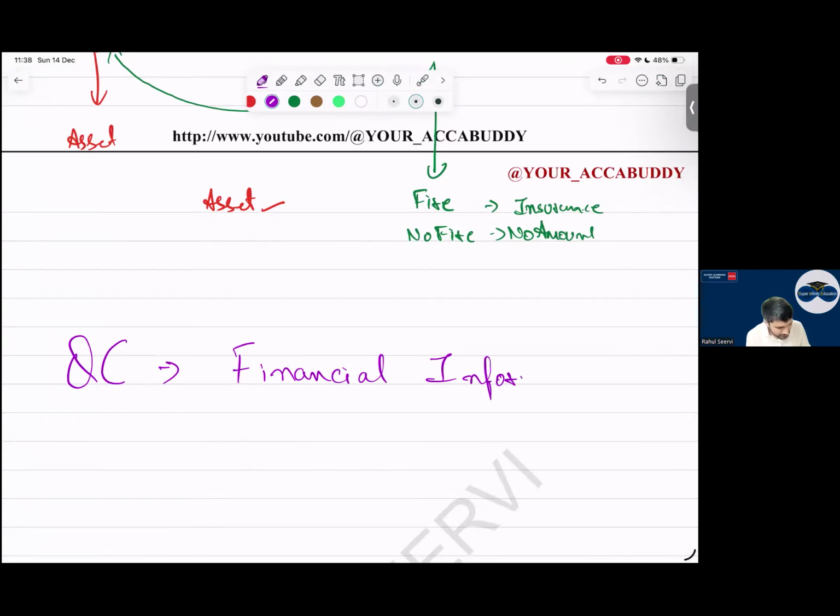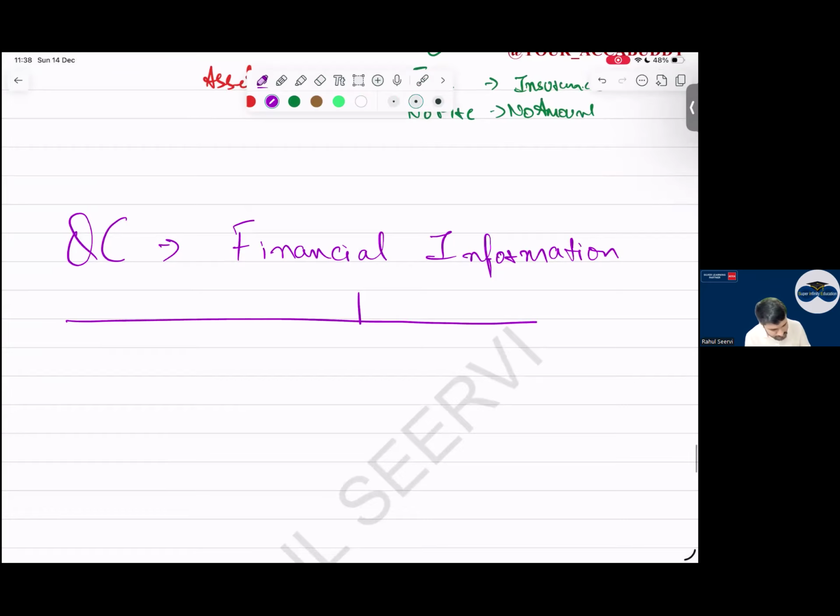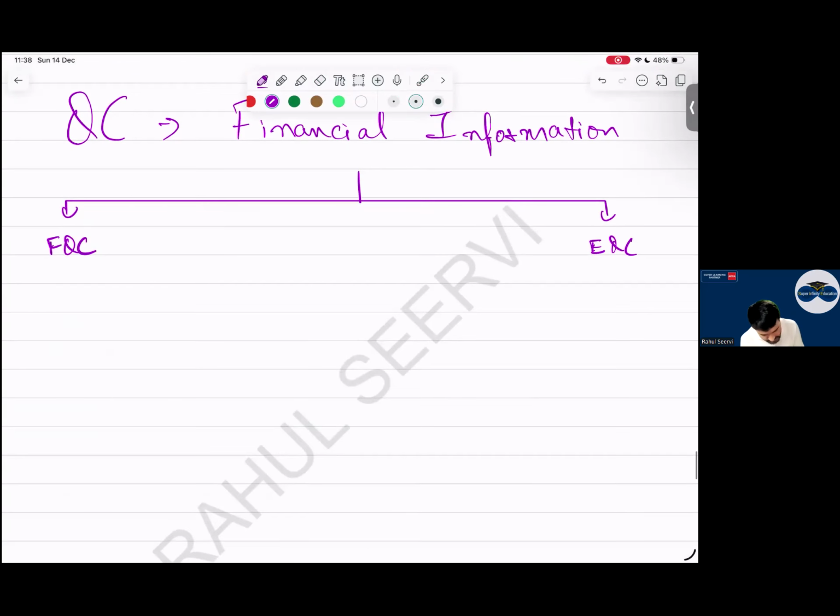Let me make a flow chart. I'll not write in detail. Basically, there are two types: fundamental and enhancing qualitative characteristics. Under fundamental, we have two things: relevance and faithful representation.